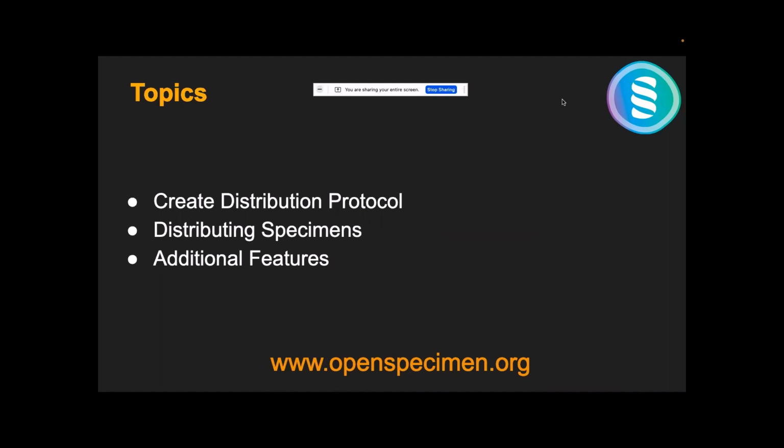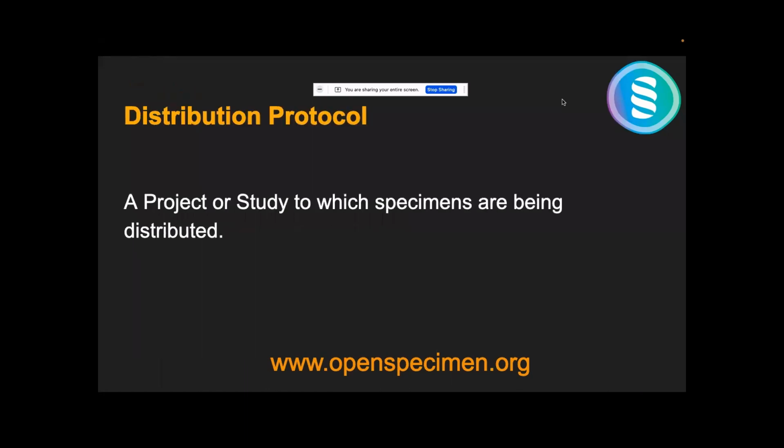First is how to create a distribution protocol. Second is how to distribute specimens, and we will also go over some additional features. So first of all, what is a distribution protocol? Any project or study to which specimens are being distributed can be part of a common distribution protocol. As an example, whenever you have a fellow researcher or some vendor to whom you regularly distribute some of the specimens, that can be considered a distribution protocol.